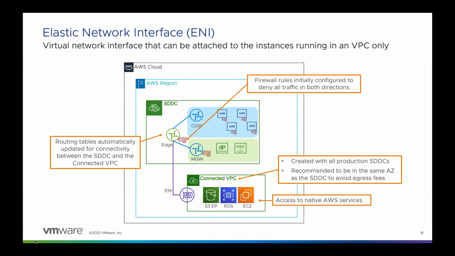The routing tables will automatically be updated for the connectivity between the SDDC and the connected VPC. As I mentioned, when you spin up the service initially, you have to specify that connected VPC, and that connectivity will be automatically inputted and propagated within those route tables. Every time you add a segment, if you're using route-based VPN or Direct Connect with BGP, those will automatically be updated, so the customer doesn't have to go in, like with the policy-based VPN, and manually add those.